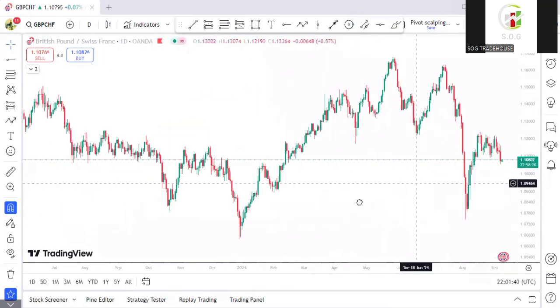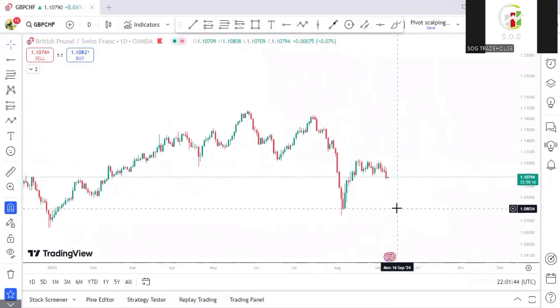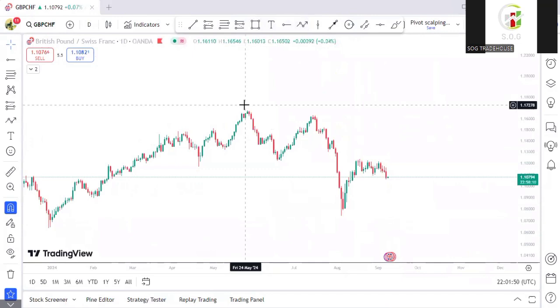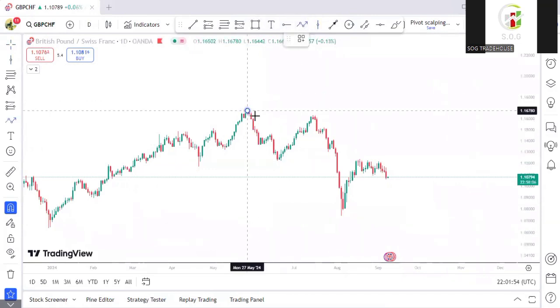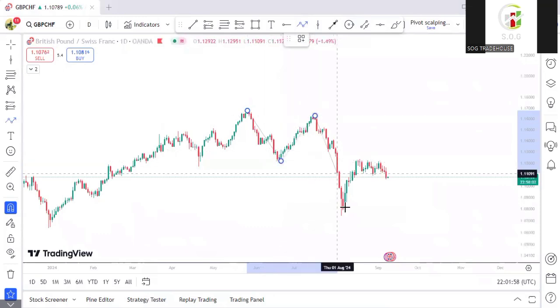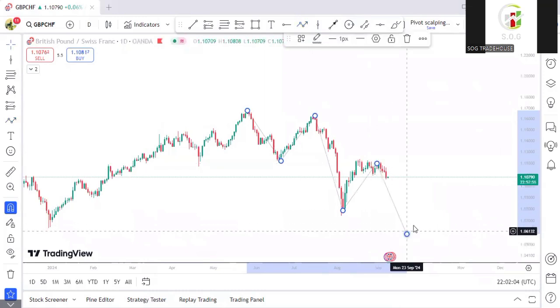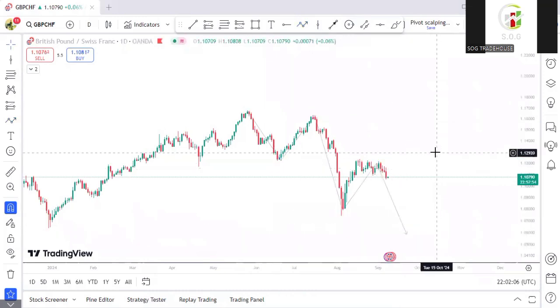So on GBP CHF, we focus on the current market structure. You can see GBP CHF is actually bearish. There's a high, a low, high, low, high. So what are we anticipating? Another low. So this is how the markets move.